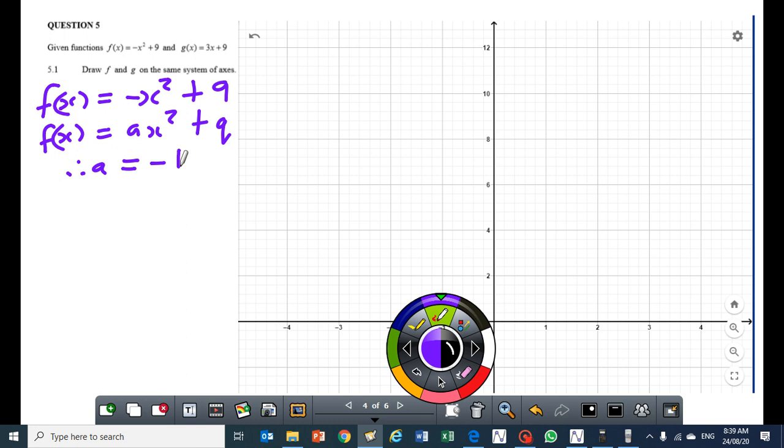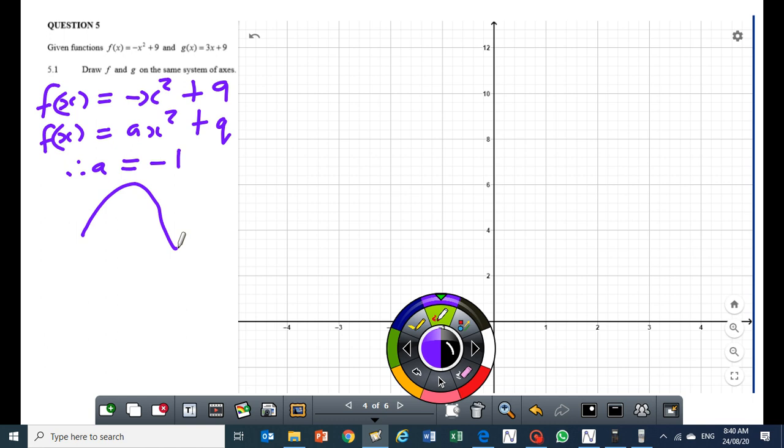Since a is negative, it means the shape of our quadratic function is going to look like this. It's going to have a sad face, because the coefficient of x squared is negative. So before you start sketching the quadratic graph, you must ask yourself, is the coefficient of x squared positive or negative? If it's positive, then you have a smiley face. If it's negative, then you are going to have a sad face. So the shape will look like this.